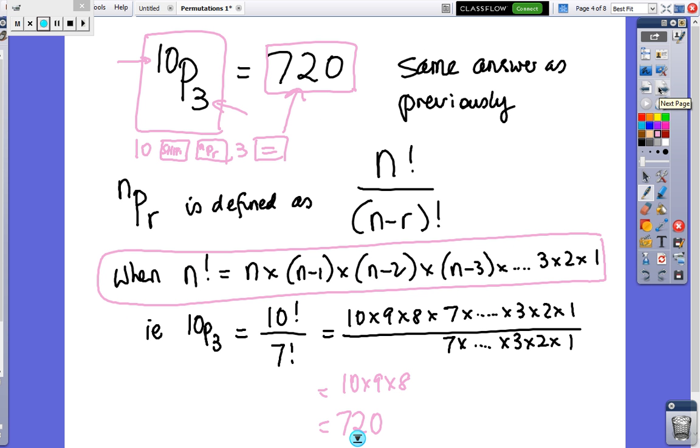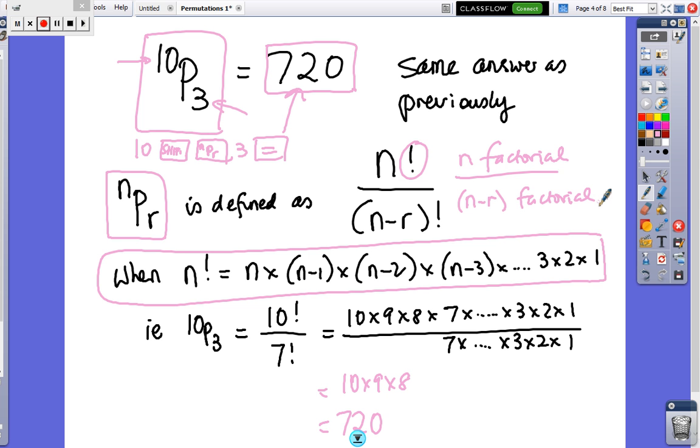Now, in case you're wondering how it's defined, nPr is defined as n factorial, so that symbol there is called n factorial, divided by (n minus r) factorial. And in case you haven't seen this factorial thing before, n factorial is defined as starting from the number, for instance starting from 10, and then multiplying by the number 1 less, and the 1 less than that, and then keep on going down till you get to 1. So with 10P3, you've got 10 factorial divided by the difference between 10 and 3, which is 7 factorial.